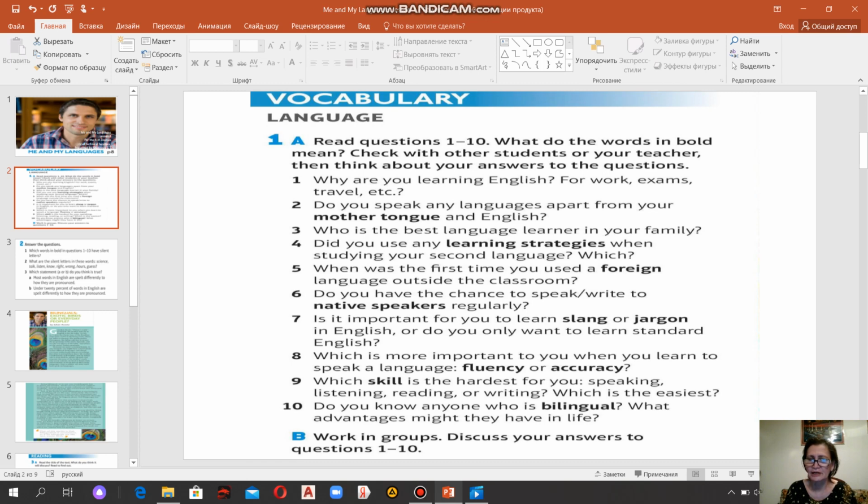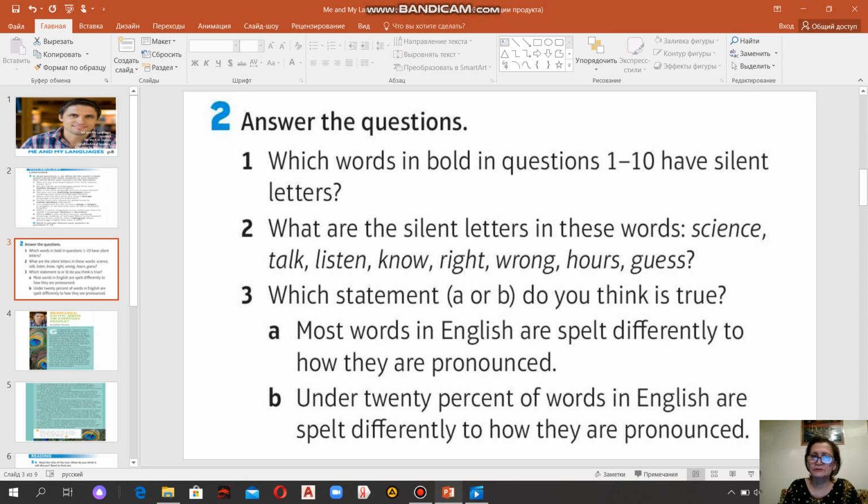English? Which is more important to you when you learn to speak a language, fluency or accuracy? Which skill is the hardest for you, speaking, listening, reading, or writing? Which is the easiest? Do you know anyone who is bilingual? What advantages might they have in life?